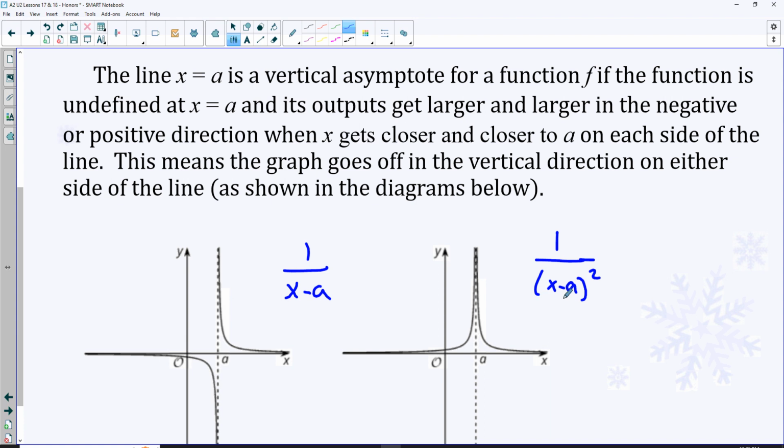Because when you square numbers that are on either side of a, they're going to become positive, right? And so you're always going to divide one by a positive number, which is going to keep it on the positive part of the axis. So this is an example of a function that would produce this graph, and this function might produce this graph. Okay? All right. So that's it for the vertical asymptote lesson.